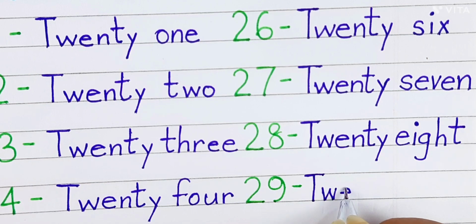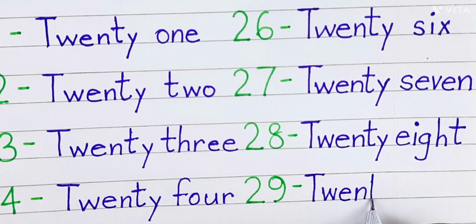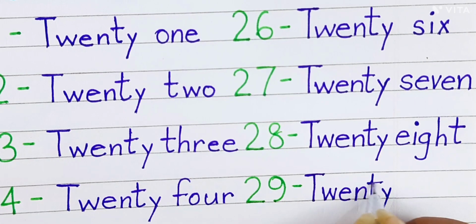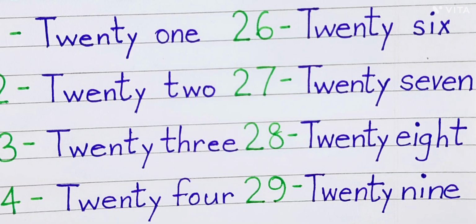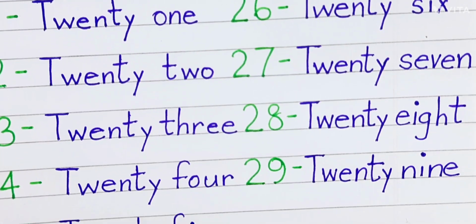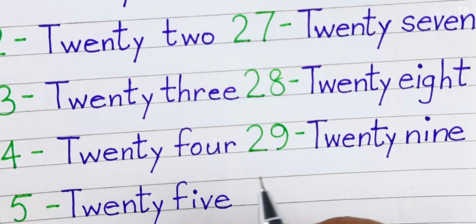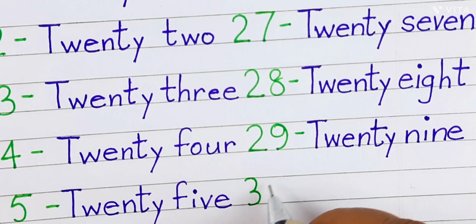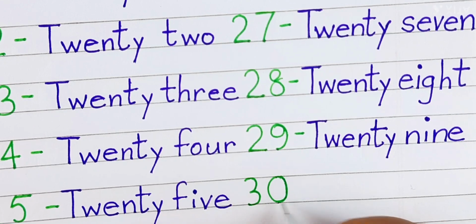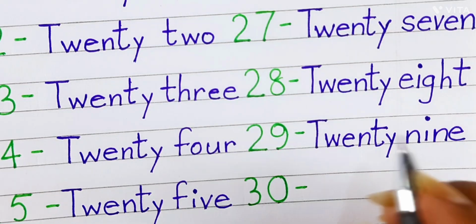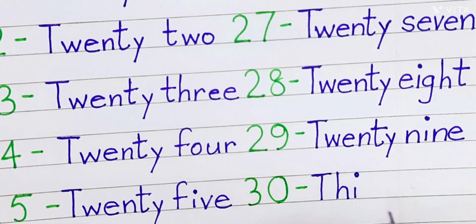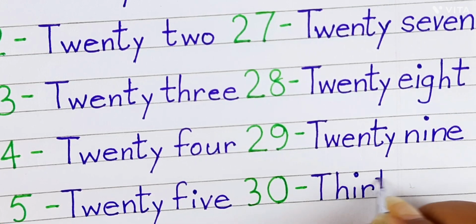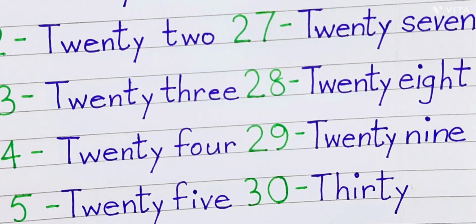T-W-E-N-T-Y, 20. N-I-N-E, 9. Twenty-nine. 3, 0, 30. T-H-I-R-T-Y, 30. Thirty.